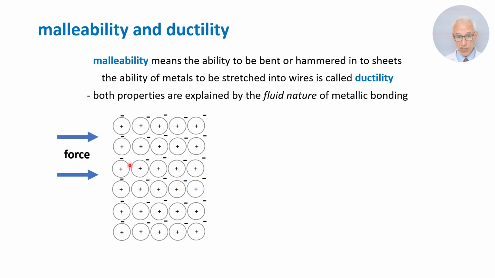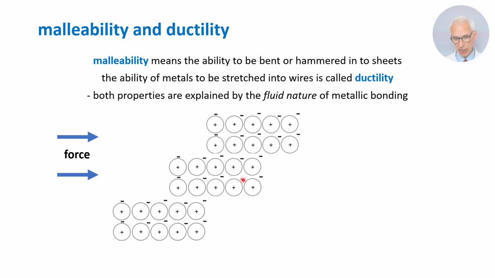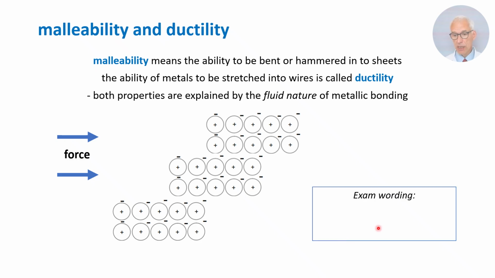If a force is applied to a metal, then those layers are able to slide over each other. There's no particular energy barrier to that because of this fluid nature of the metallic bonding. The exam wording in mark schemes for this explanation is: the layers of ions slide past each other easily.